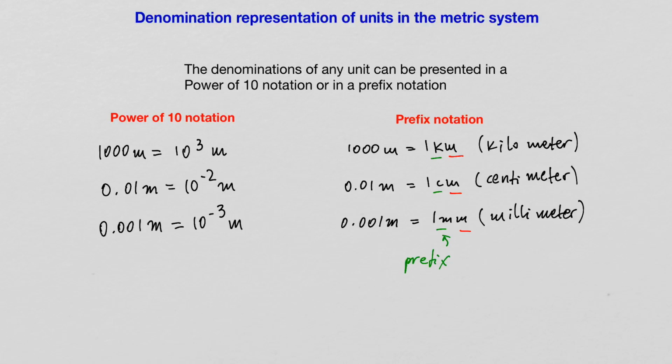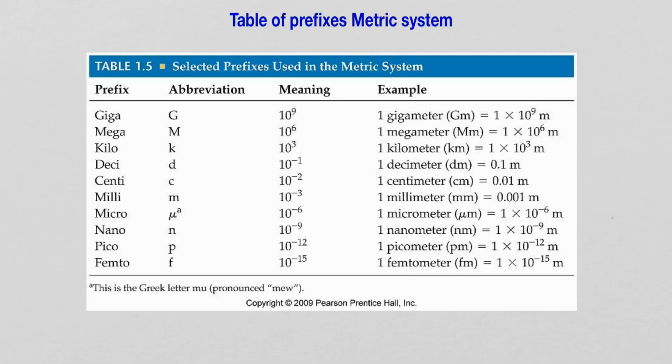So we have K as a prefix in front of meters, and that prefix is called kilo. C is a prefix here, and that is called centi. M is a prefix here, and that is called milli. So to keep up with all these various prefixes and powers of 10 that correspond to them, here is a table of the prefixes in the metric system.